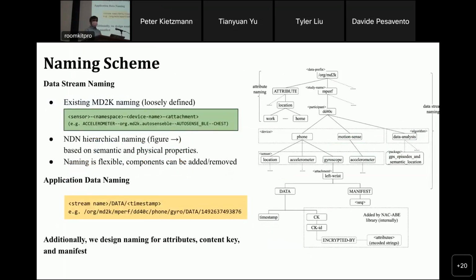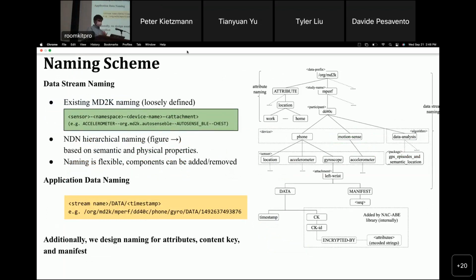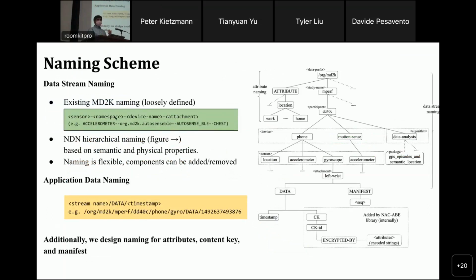So going into the design of our system, we need a naming scheme, as I said in the previous slide. We looked at the legacy naming of the MD2K system, and it was not well structured. The streams that they produced were arbitrarily named. We tried finding a pattern in those names and saw that it was only loosely defined. But after doing a lot of analysis on those names, looking at a lot of streams, we restructured their whole naming system and converted it into a hierarchical naming system, and then that hierarchical naming system into the NDN naming system.